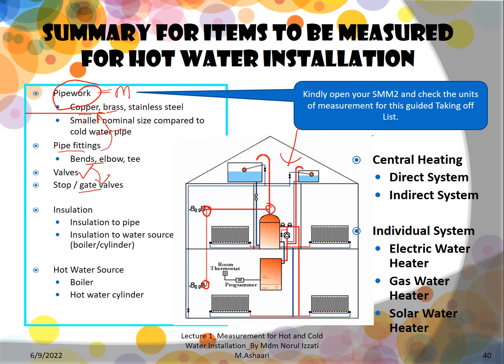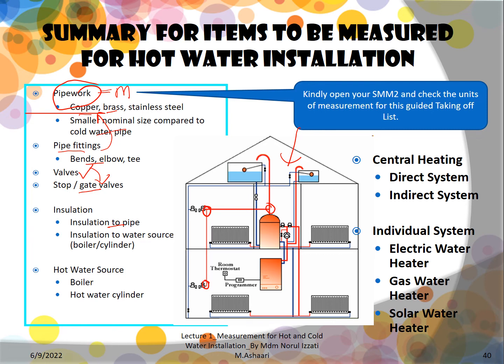Then there are also items that you have to measure for the insulation, for both insulation for the pipe and also insulation for the boiler. Sometimes you can see they put hot cylinder. So hot cylinder or the boiler are the same thing. This is normally for the centralized system, not for the individual cold water system, and not for the individual hot water system where you buy the set from the electrical shop. That is different. Okay. That one not required to be installed with the boiler or the cylinder.